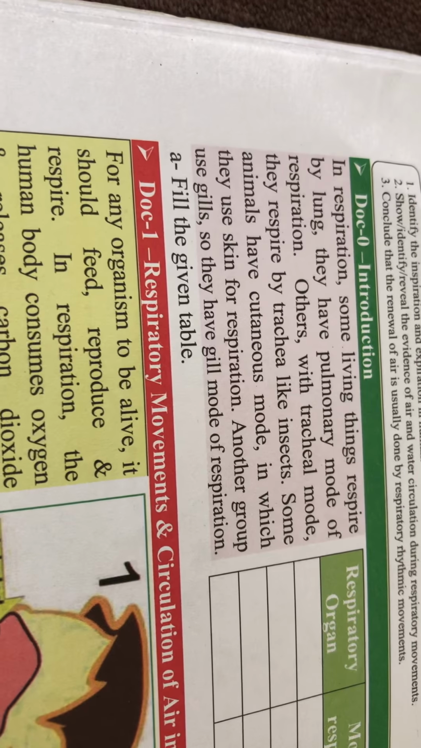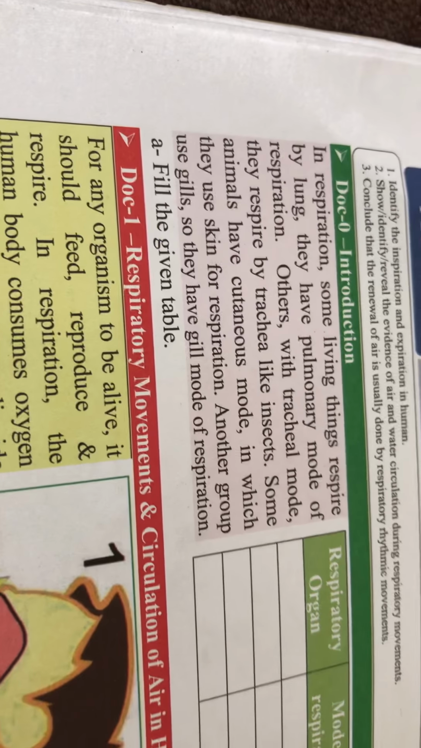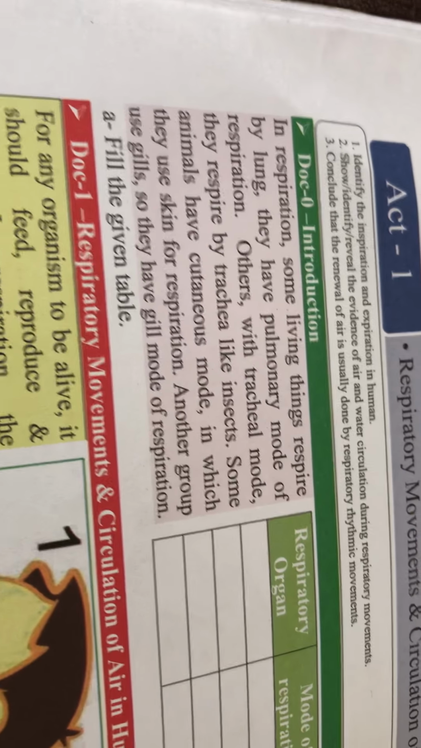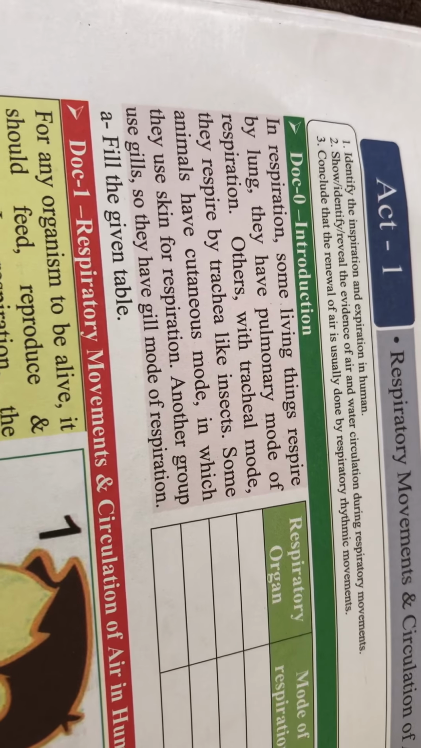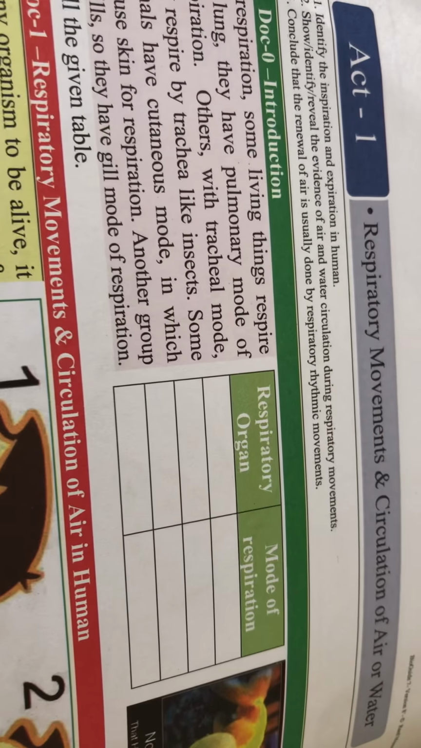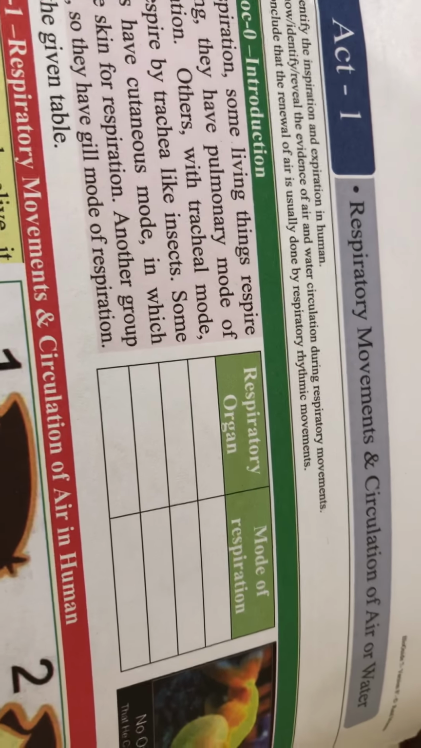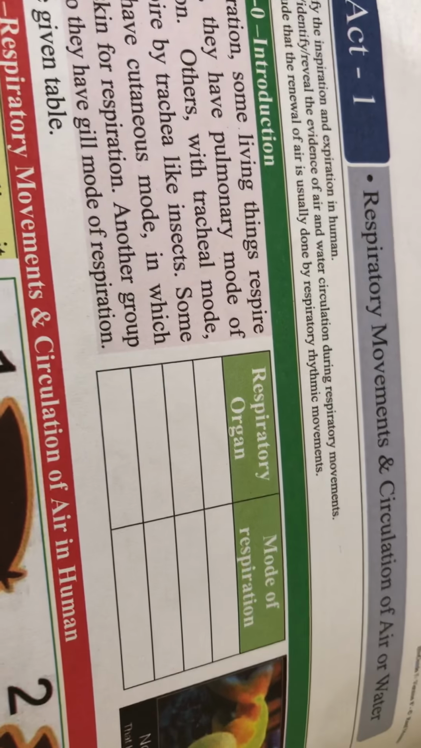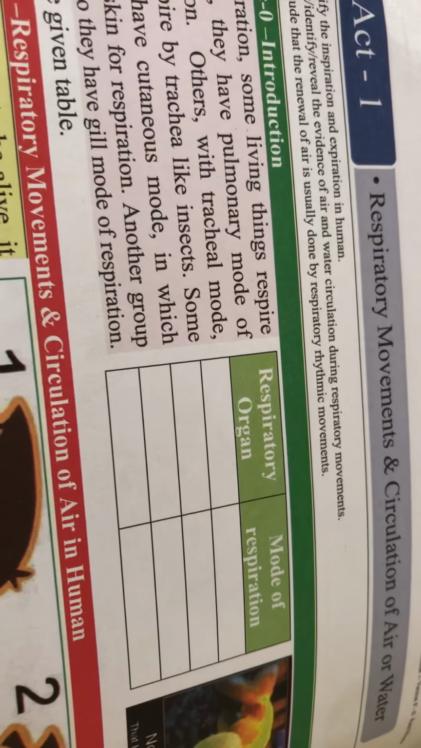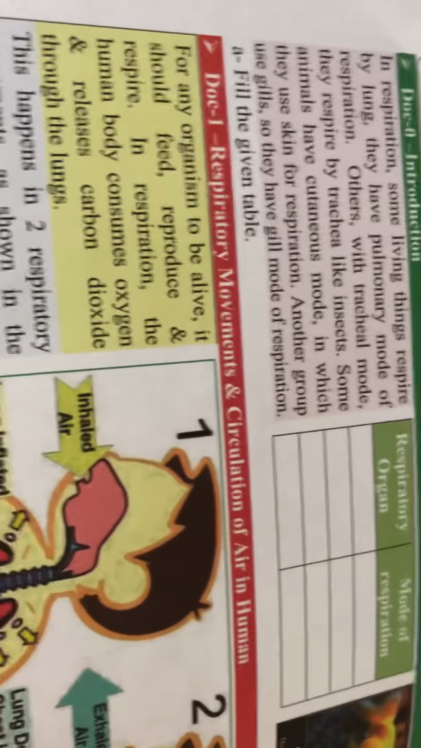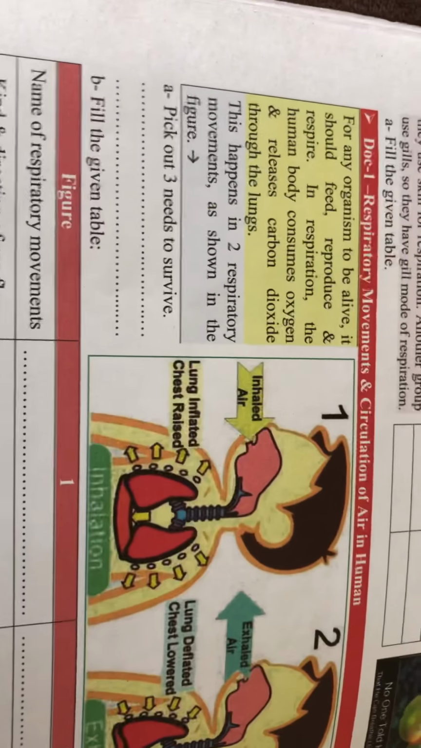Another group uses gills. For example, fish use gills, so they have the gill mode of respiration. So, if the organ is the lung, then it is called the pulmonary mode. If it is the gill, then it's the gill mode. If it is through the skin, then it's the cutaneous mode. And if it's through the trachea, it is the tracheal mode. First, we are going to start with the pulmonary mode and with the lungs, with us humans.